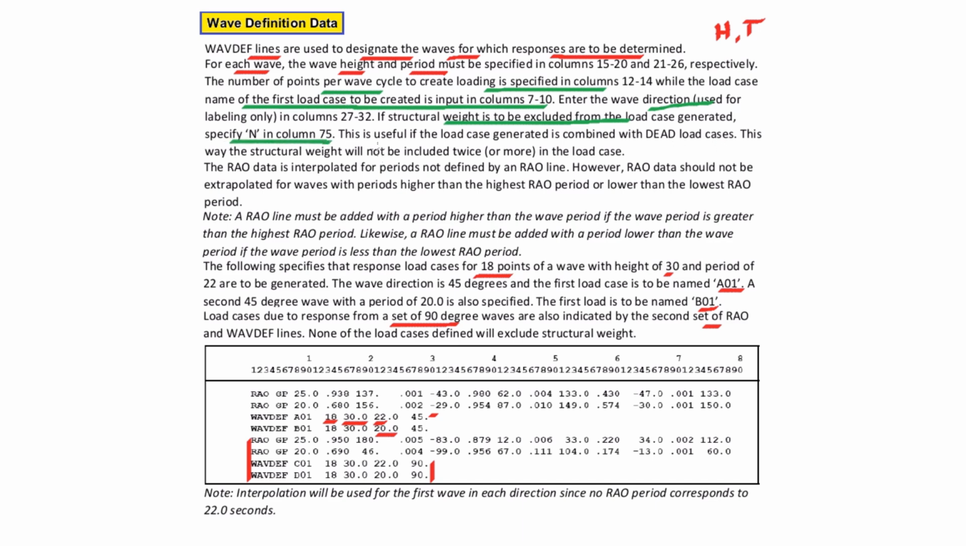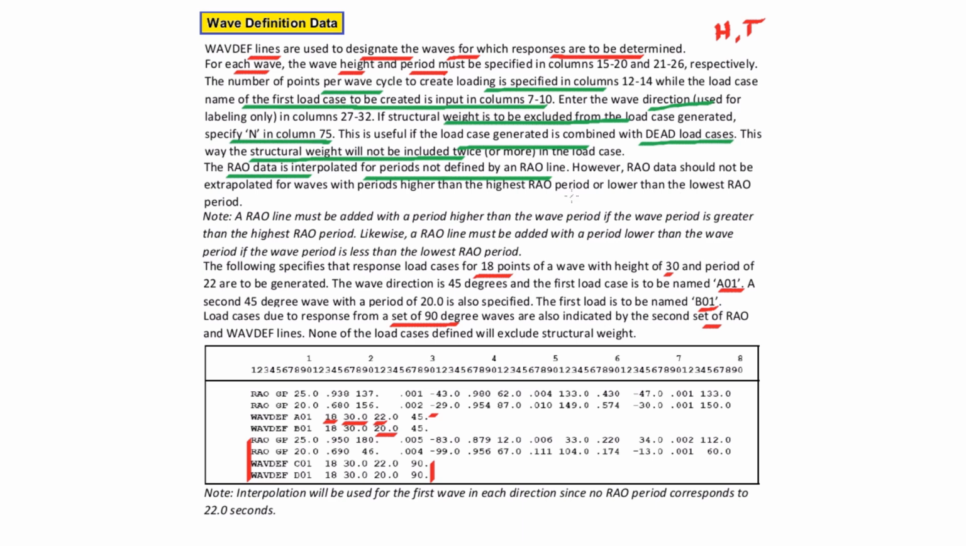That's not specified here. This is useful if the load case generator is combined with jet load cases. This way the structural weight will not be included twice, or more, in the load case. RAO data is interpreted for periods not defined by an RAO line. If that period is not defined, then RAO data will be interpolated.